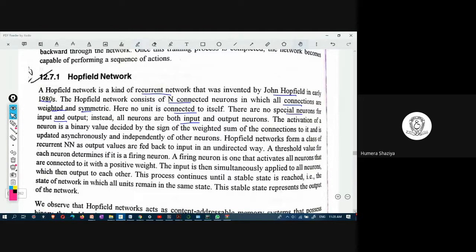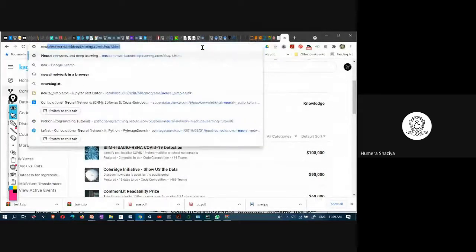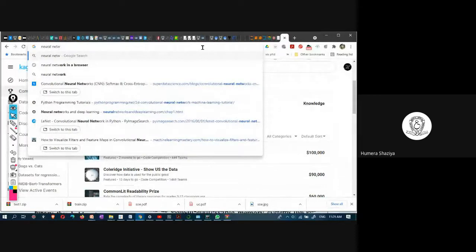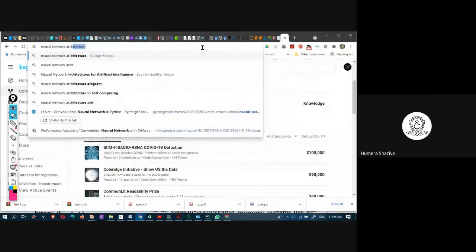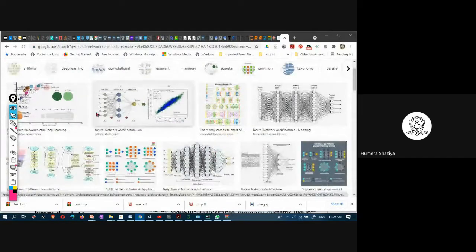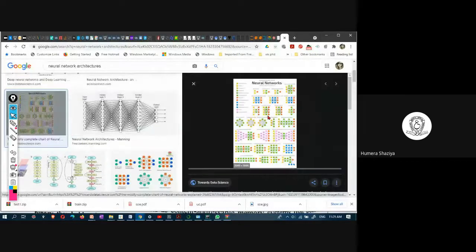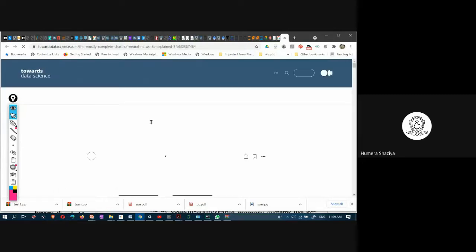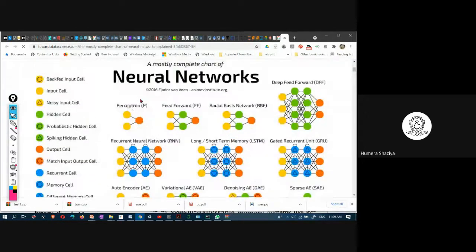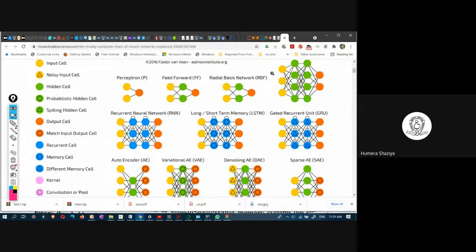Various architectures have been developed. I'll show you that also. Look at this. These are different ways in which nodes are connected, different architectures. This is also one such image that shows connection of nodes in different ways. The perceptron means a single node, then feed forward network, radial basis function, deep feed forward, recurrent neural network are these. Just now what we learned.